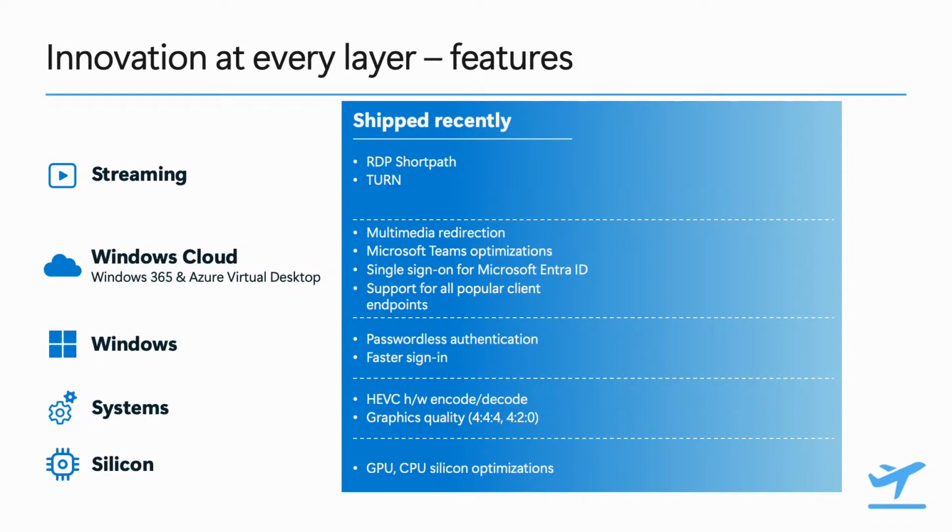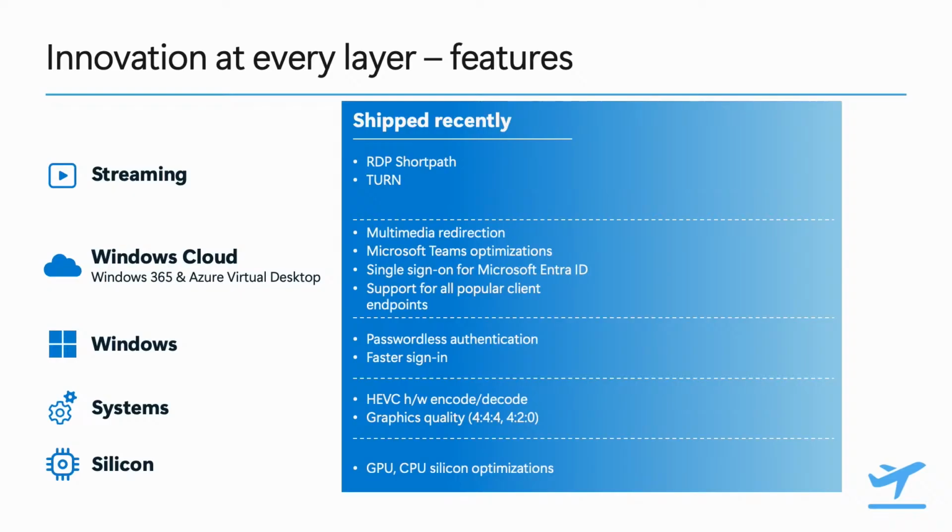In Windows Cloud, we also have added a number of features that deliver rich experiences like local. For example, multimedia redirection, where we have support for up to 50 websites, where the video is streamed locally to the endpoint and then played there. Then we have support for real-time communications apps like Microsoft Teams, Zoom, Cisco WebEx, and so on. We have support for single sign-on with Microsoft Entra ID, and then support for popular endpoints like Windows, Web, macOS, iOS, Android, and a number of Linux endpoints as well.